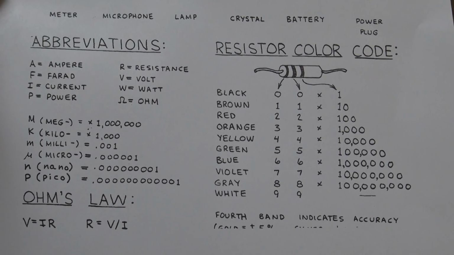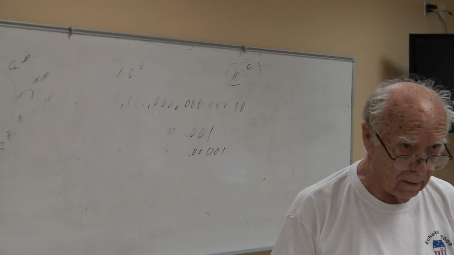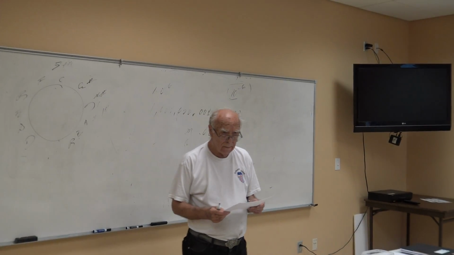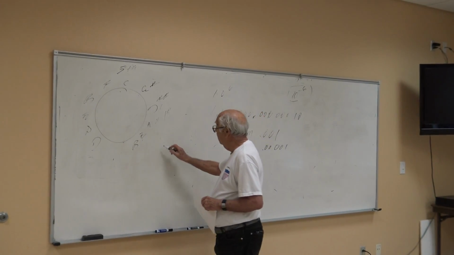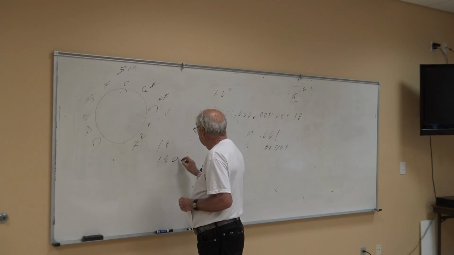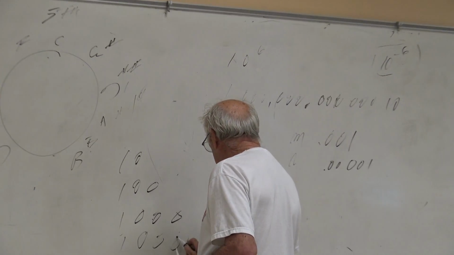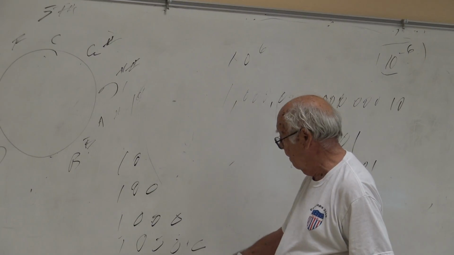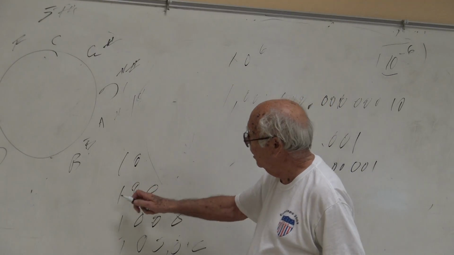I want to ask a question. You used the expression 10 to the minus 6 when you were talking about the nanos. I don't understand 10 to the minus 6. Well, you know what 10 to the 6 is? 10, 100, 1,000. Right? 10 to the 6th power.